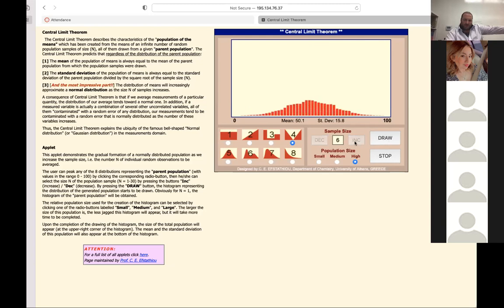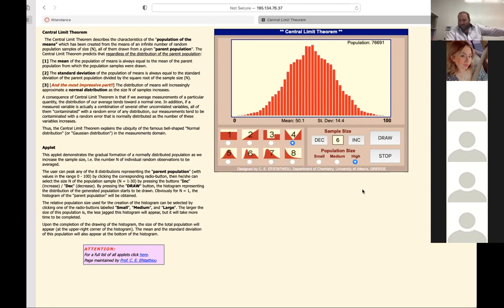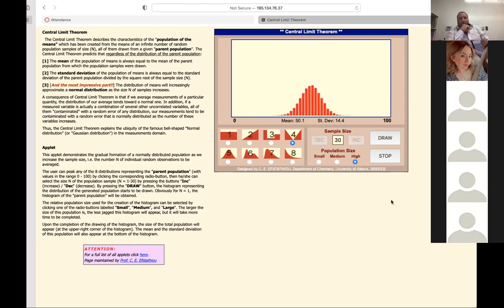6. What do you think? Would you call that normal? Yeah, that's pretty normal. So already by 6, we got close to normality. Certainly if I go up to 30, which is the maximum that the applet can handle, it's going to look normal. But even by 6, it was already looking normal.